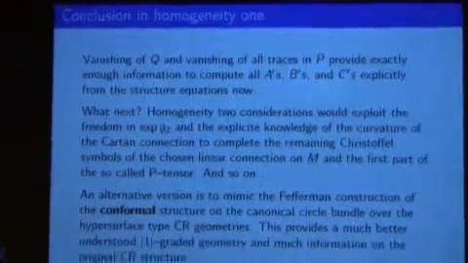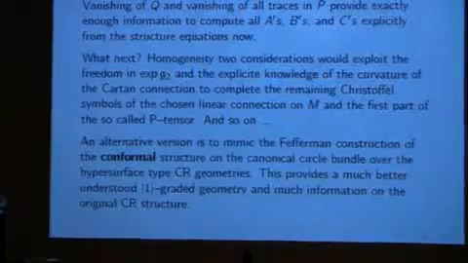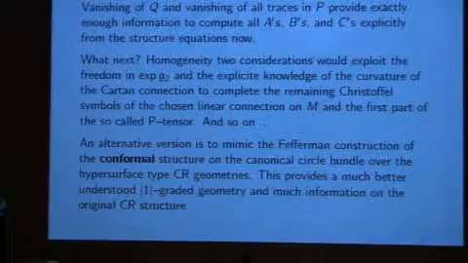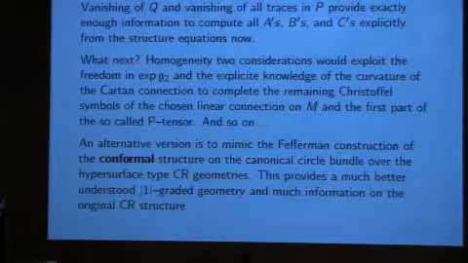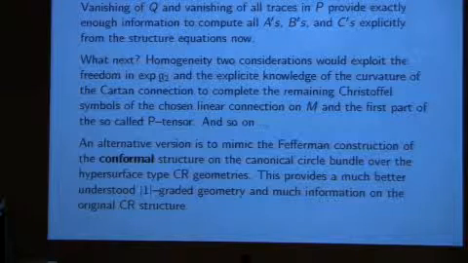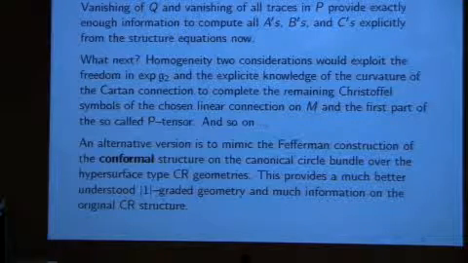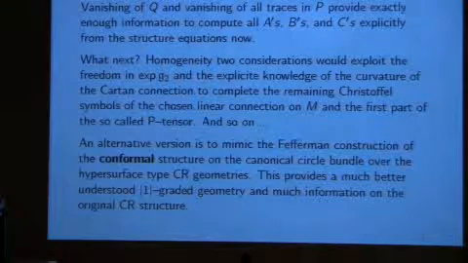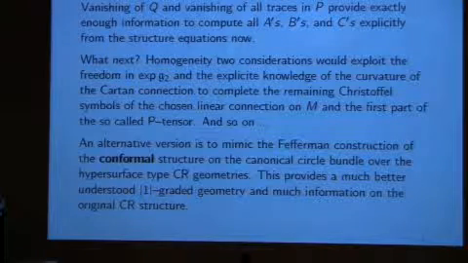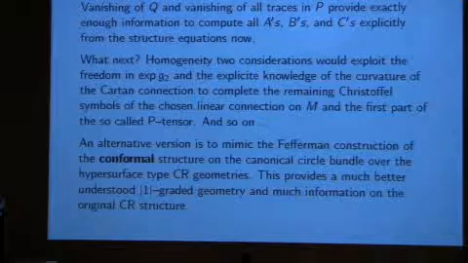But there is an alternative way. The alternative way is to mimic the original Fefferman construction of the conformal structure on the canonical circle bundle over the CR geometry of hypersurface type, and then you get a one-graded geometry, as you did in that case, and you can understand the thing so that the rest can be read off these data then. And in order to construct the Fefferman space, you need only the prolongation of homogeneity 1. You don't need any further data. So we've done already enough to try to mimic the construction now, and that's what we shall be doing in the last part.